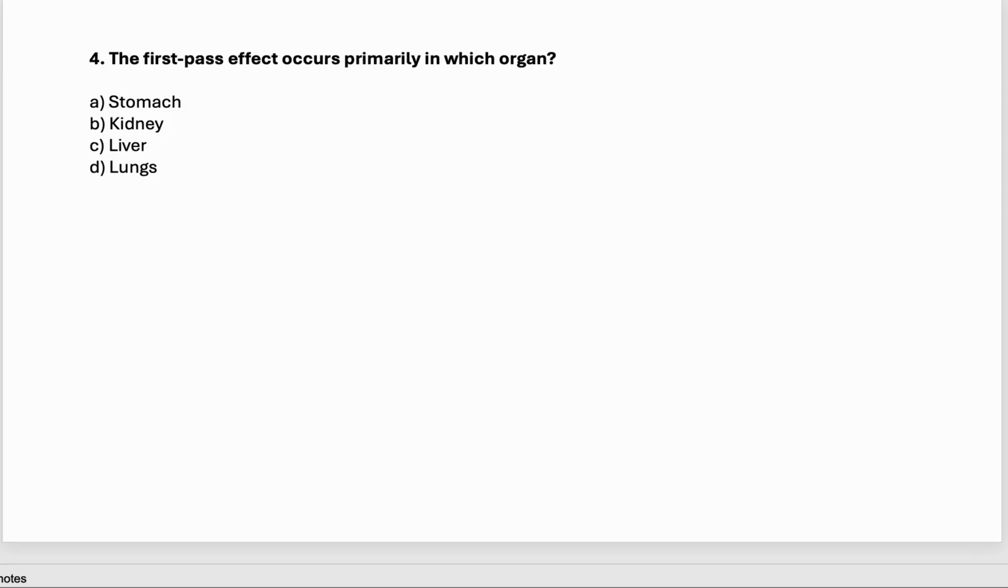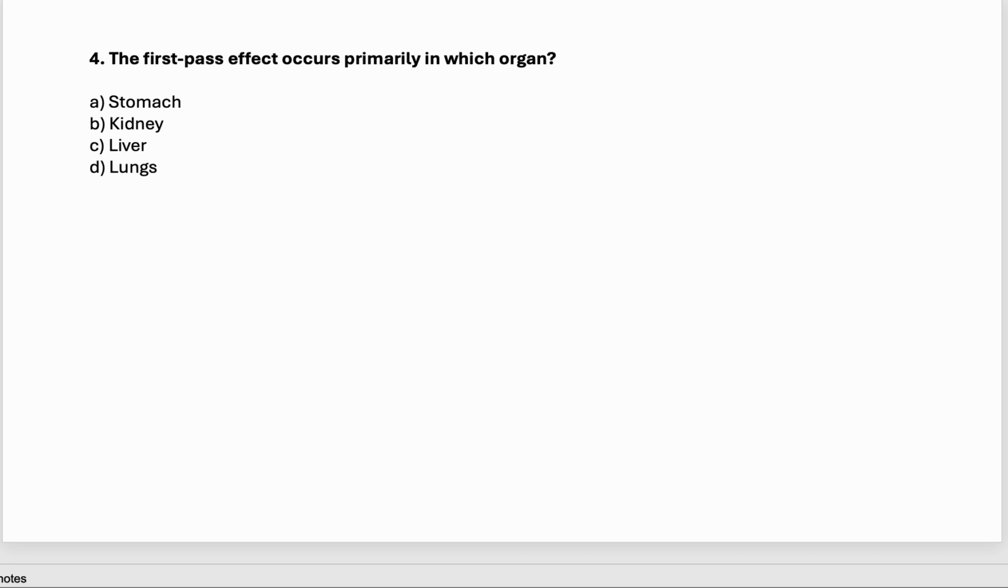Let's go to the next question. The first pass effect occurs primarily in which organ? A. Stomach, B. Kidney, C. Liver, D. Lungs.